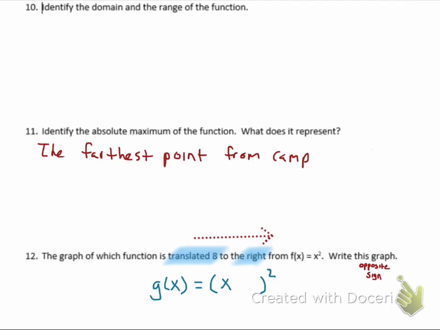12. The graph of a function is translated 8 units to the right, that should say, from f of x equals x squared. Write this graph. Now, right and left, these are opposite signs. So, right, this is actually going in the positive direction. But to do that, in here, we write the 8. But instead of positive, it's the opposite sign, so it becomes minus. And that's it. And if you ever forget that, just make a table and see.